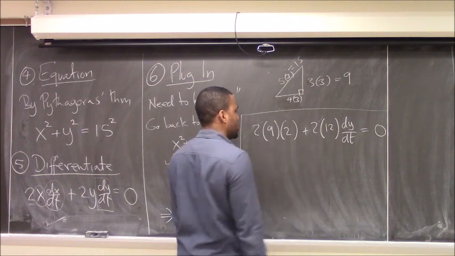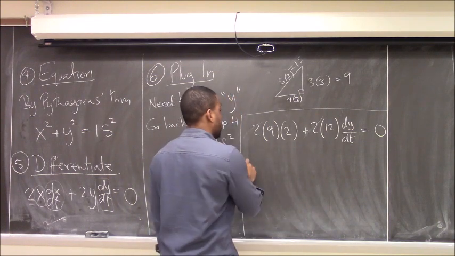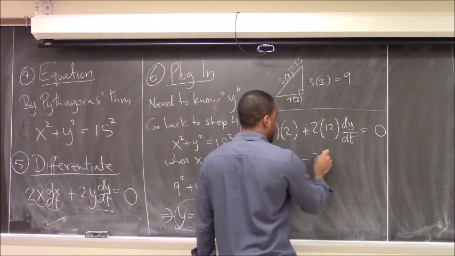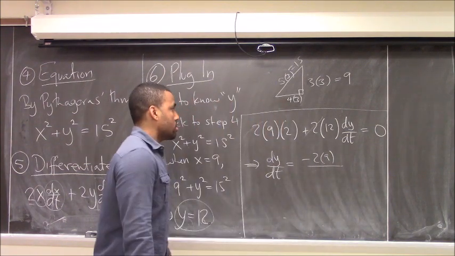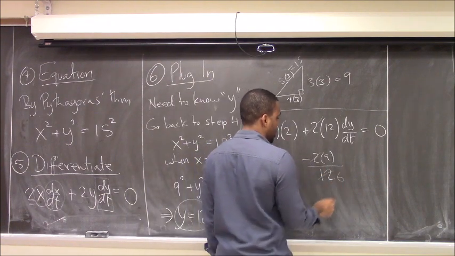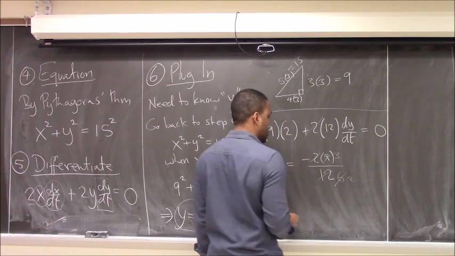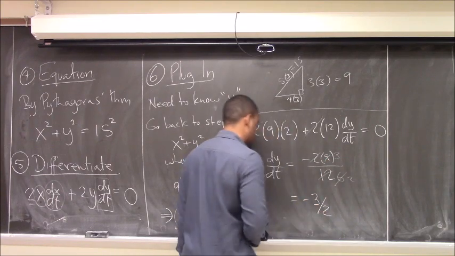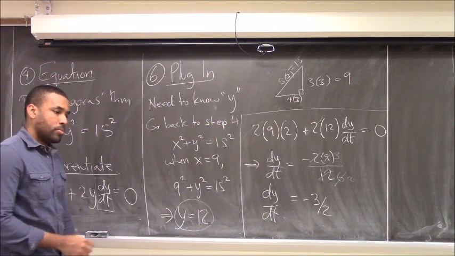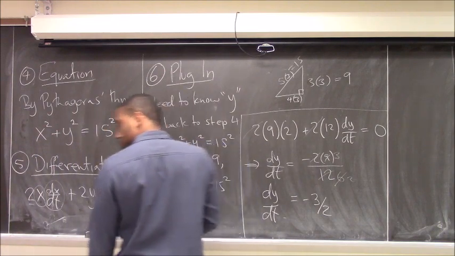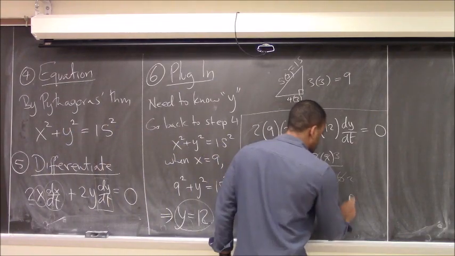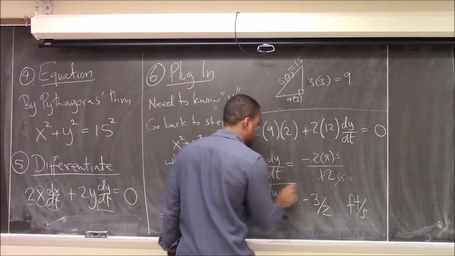So now I solve for that. I can divide both sides by 2. And so this would mean that my dy dt is equal to, move this to the other side, minus 2 times 9 divided by 12. I can say 2 into 12 goes 6 times, 3 into 6 goes 2 times, and 2. So this is minus 3 over 2. And this is in feet per second. Like I said, I don't really care about the units, but it's feet per second.